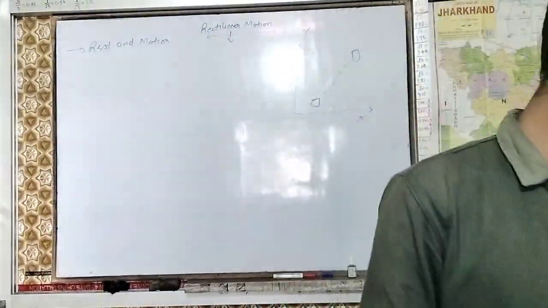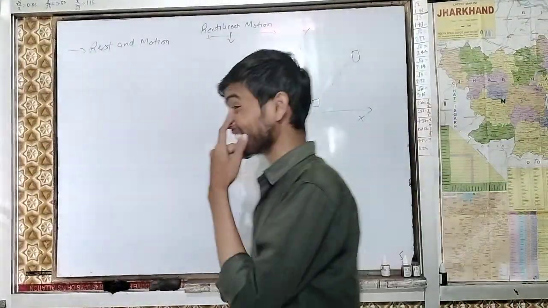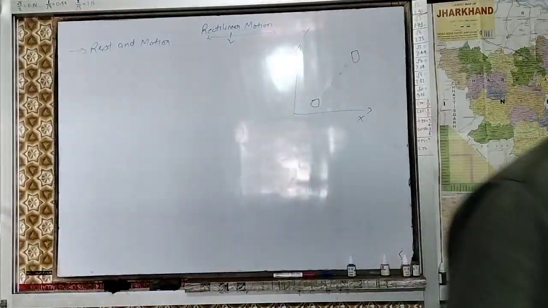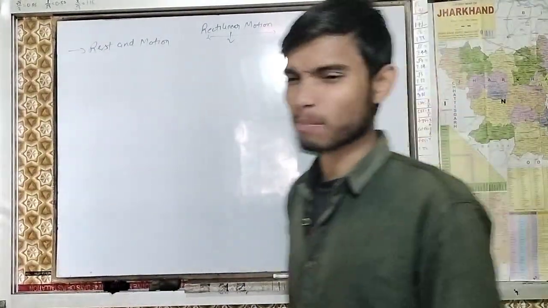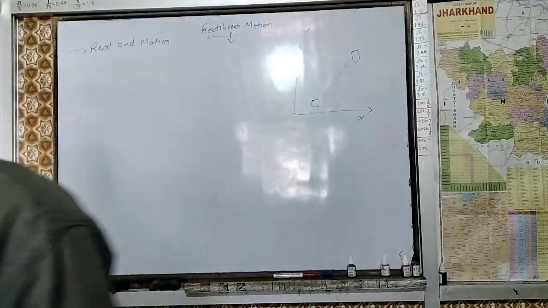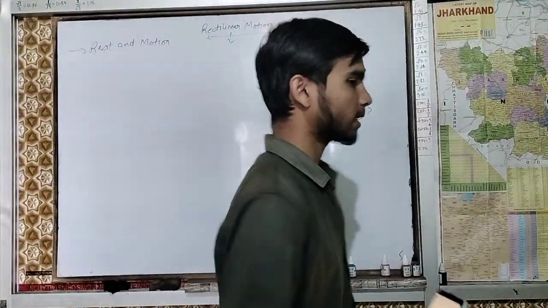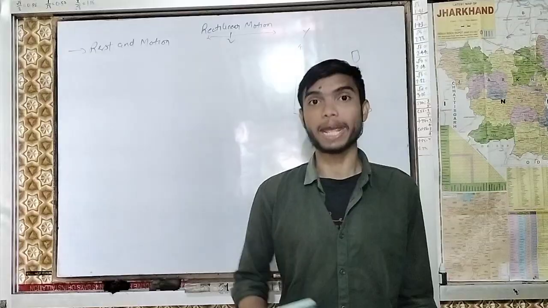Okay. Now let's talk about the next point, which is distance. Then we will cover displacement, velocity, acceleration, equations of motion, and then motion under gravity. First of all, distance is the actual length, or actual path covered by any object.